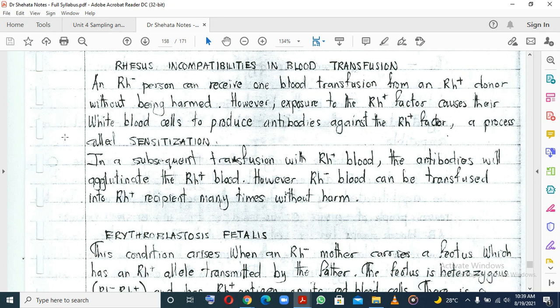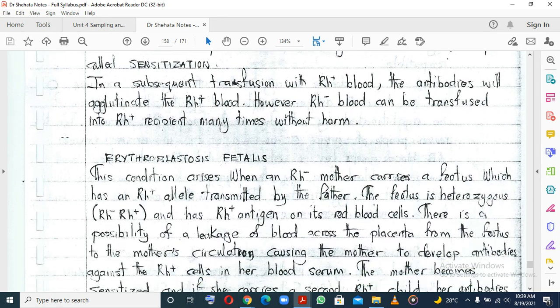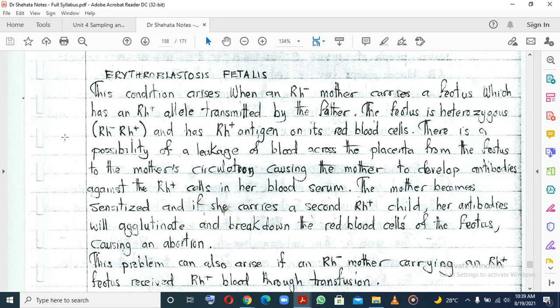That's about when the recipient is rhesus negative. But someone that is rhesus positive can receive blood from someone that is rhesus negative as many times as they want without any harm, because the rhesus negative blood doesn't have the rhesus factor. This individual is rhesus positive and the blood is rhesus negative, so there is no reaction that happens there. Let's take note of that.